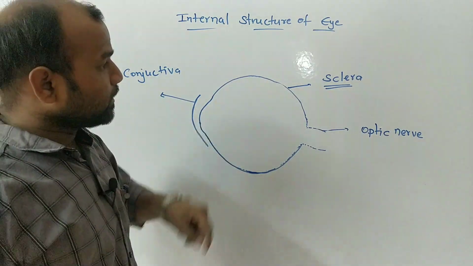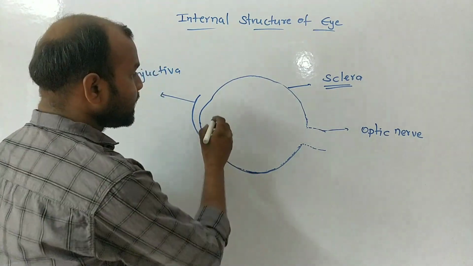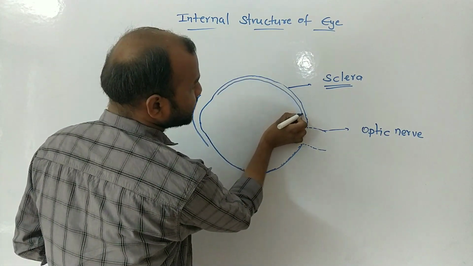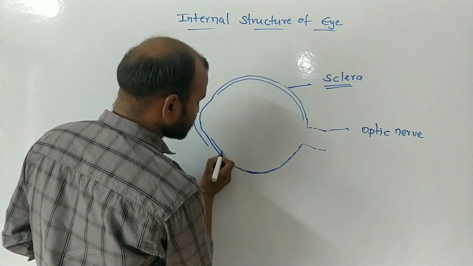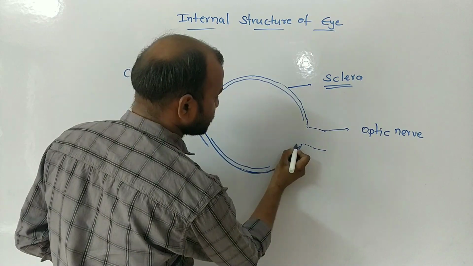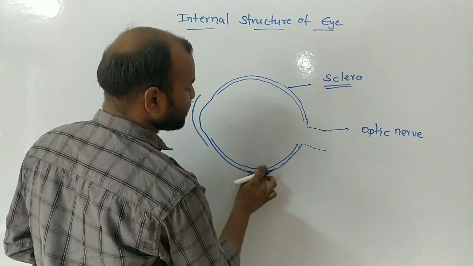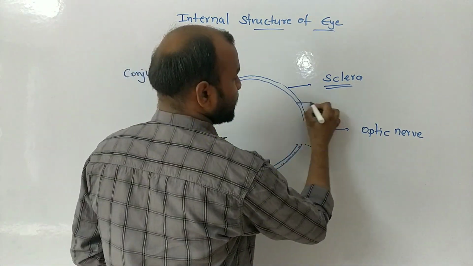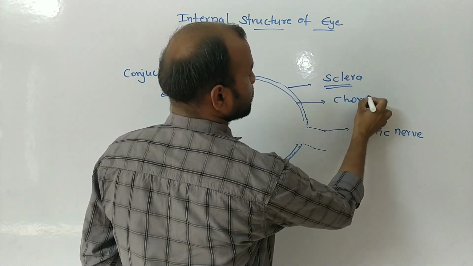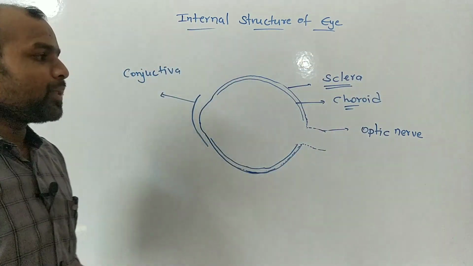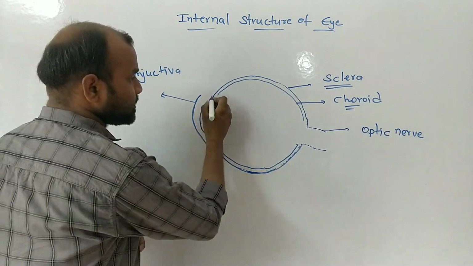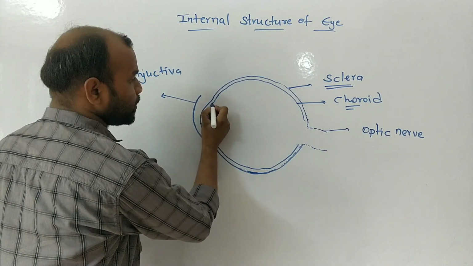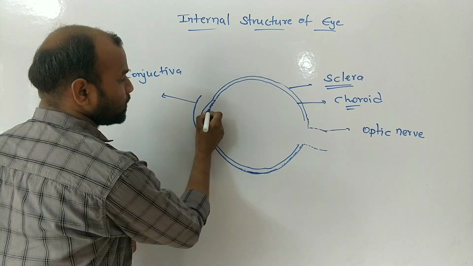Beneath the sclera there is a second layer, called the choroid layer. The second layer, the middle layer, is called the choroid layer. This choroid layer shows some extension, and it extends up to the pupil.